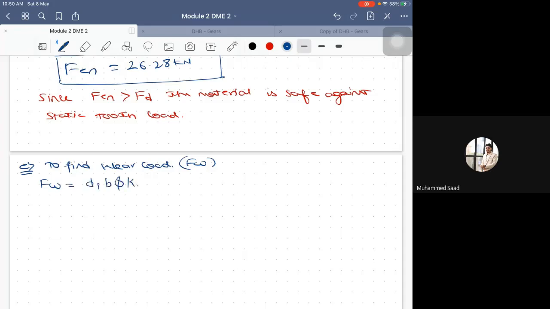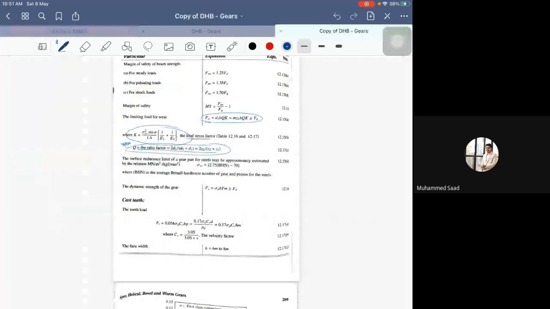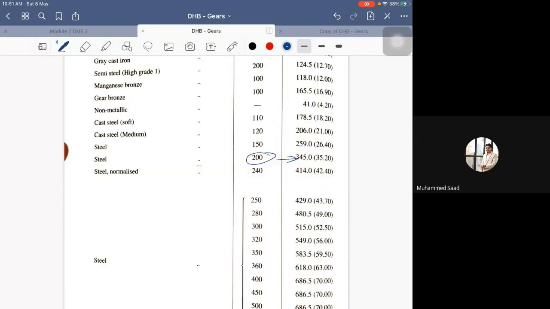So D1 is 80 mm, you know that. K is nothing but 2 times Z2 divided by Z1 plus Z2. So that is 2 times 48 divided by 16 plus 48, which is equal to 1.5. Okay. Pick the value of K now, the value of K from the data handbook. So what is the table number through which you can pick the value of K?